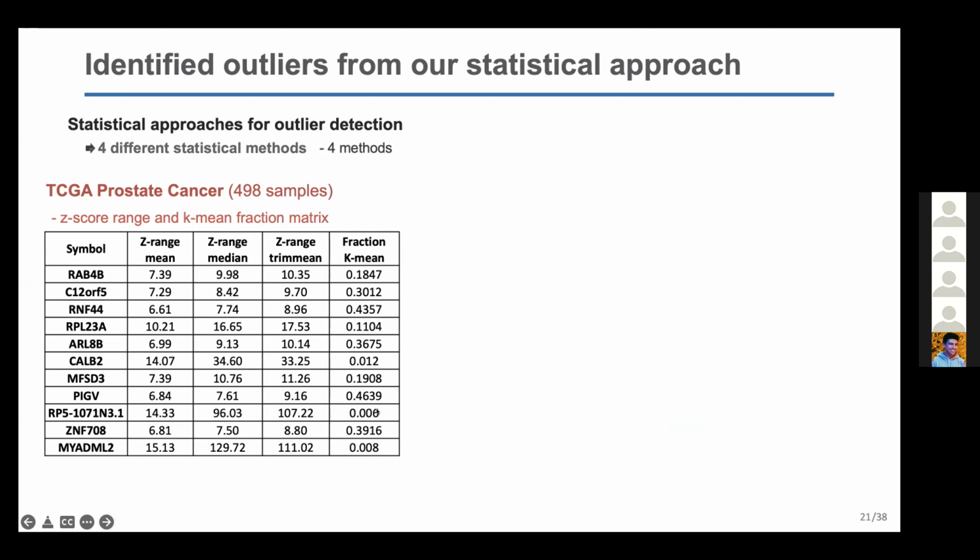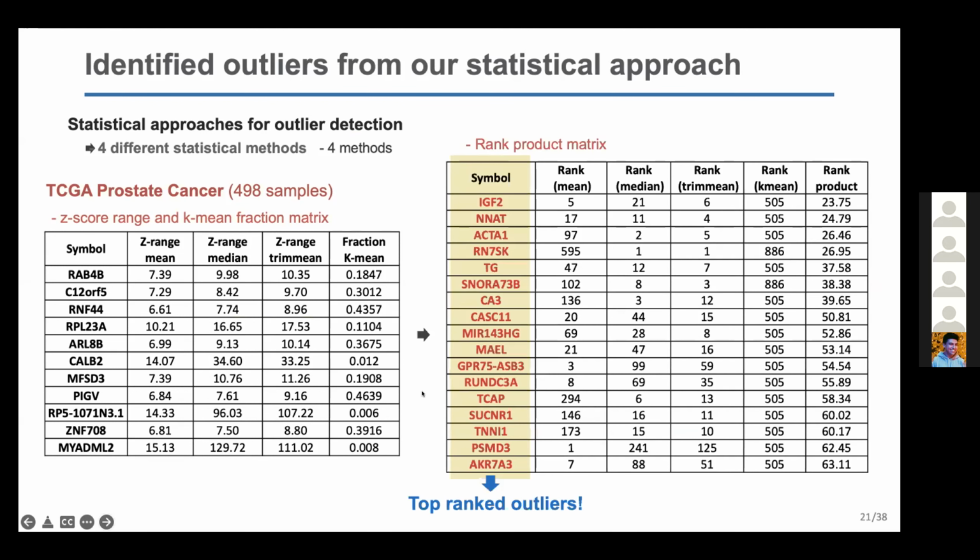So this gene has the highest probability to be an outlier among these genes. After that, I calculated the rank, and using the rank product, I can find the top ranked outliers in the whole prostate cancer data set. And these are the top ranked outliers found in prostate cancer data.